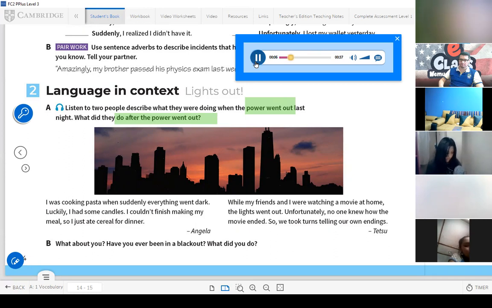Lights out. I was cooking pasta when suddenly everything went dark. Luckily, I had some candles. I couldn't finish making my meal, so I just ate cereal for dinner. Angela. While my friends and I were watching a movie at home, the lights went out. Unfortunately, no one knew how the movie ended, so we took turns telling our own endings.